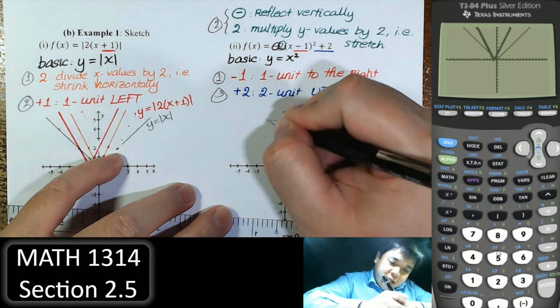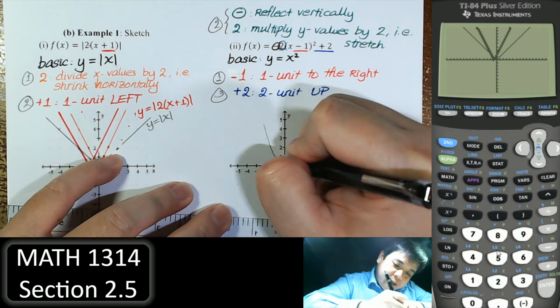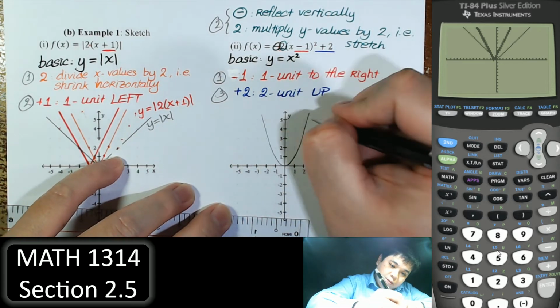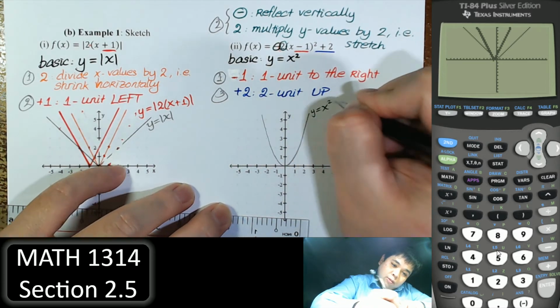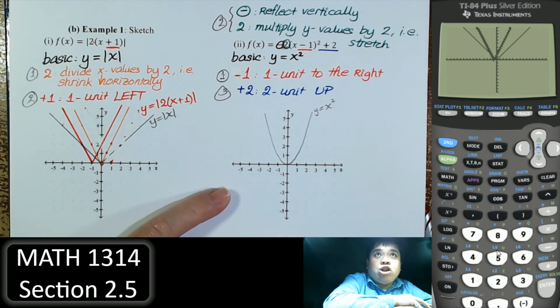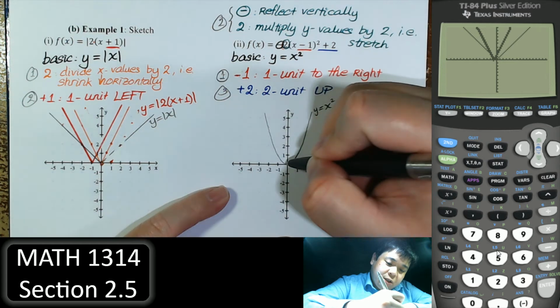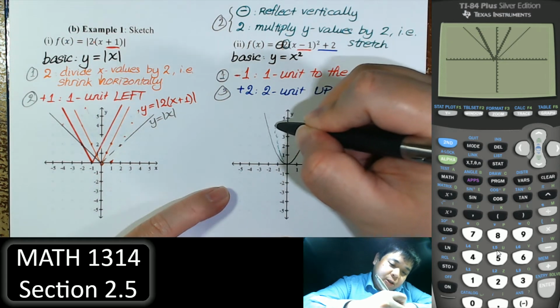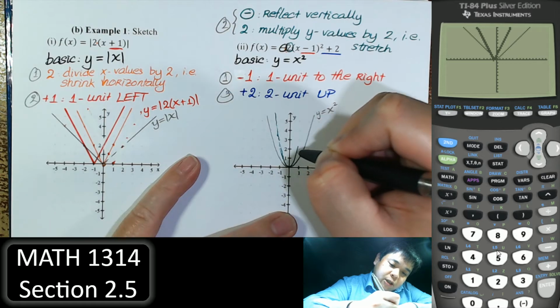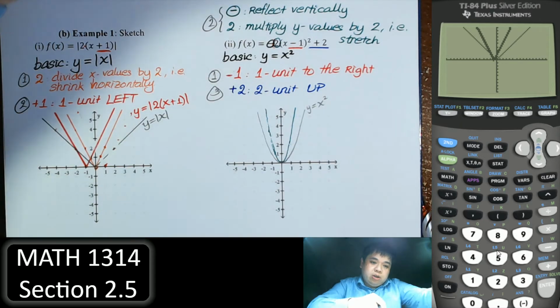First we have x squared. Next, multiply y values by 2 and then reflect. So we're going to have kind of that. Stretch and then reflect.